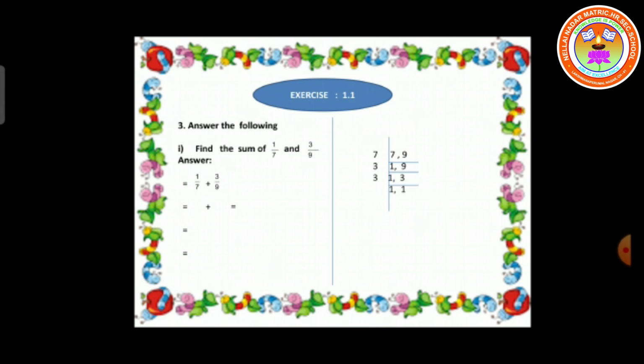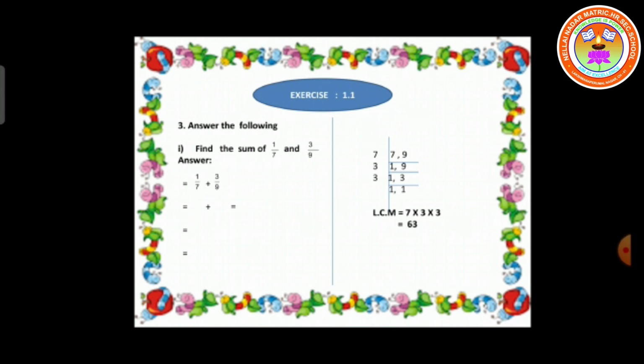So the LCM value is 7 into 3 into 3, that is 63. Students, as you know very well, to find out the LCM, it's just to remind you, I have explained in this problem only. Okay. Now the LCM value is 63. Now you know to find out the equivalent fraction.